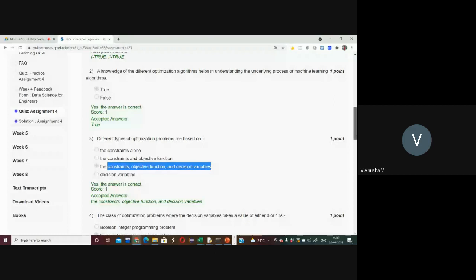Now, can you please answer this question? If f of x is x power 4 minus 3x cube plus 3x square plus 10, then the first order necessary condition for maximum or minimum of f of x is. This is the question.